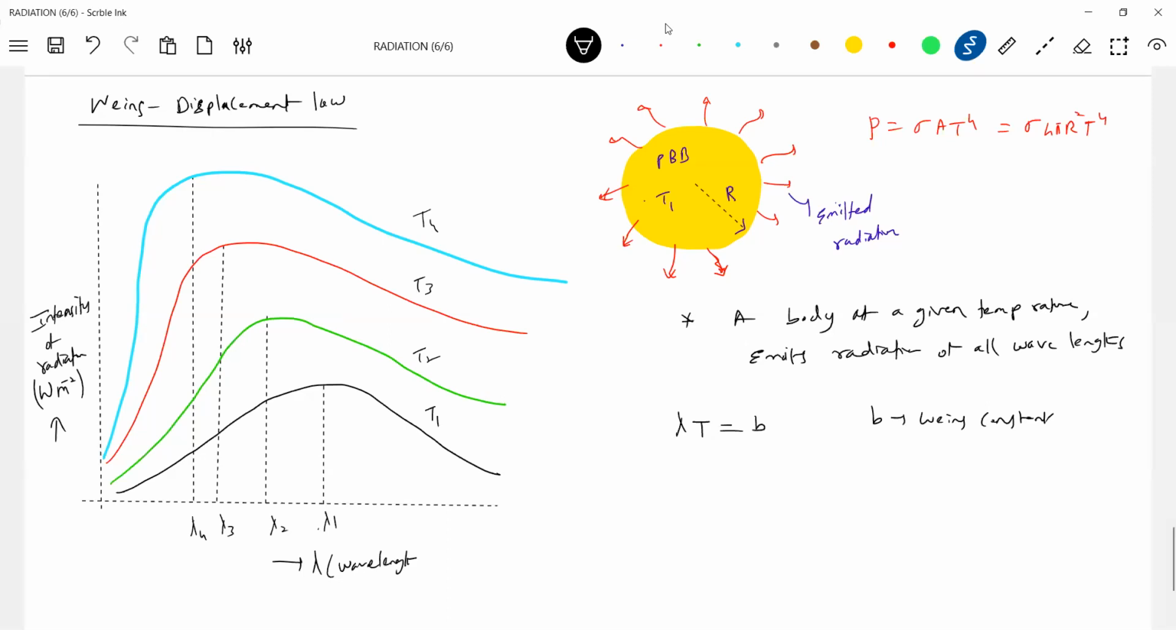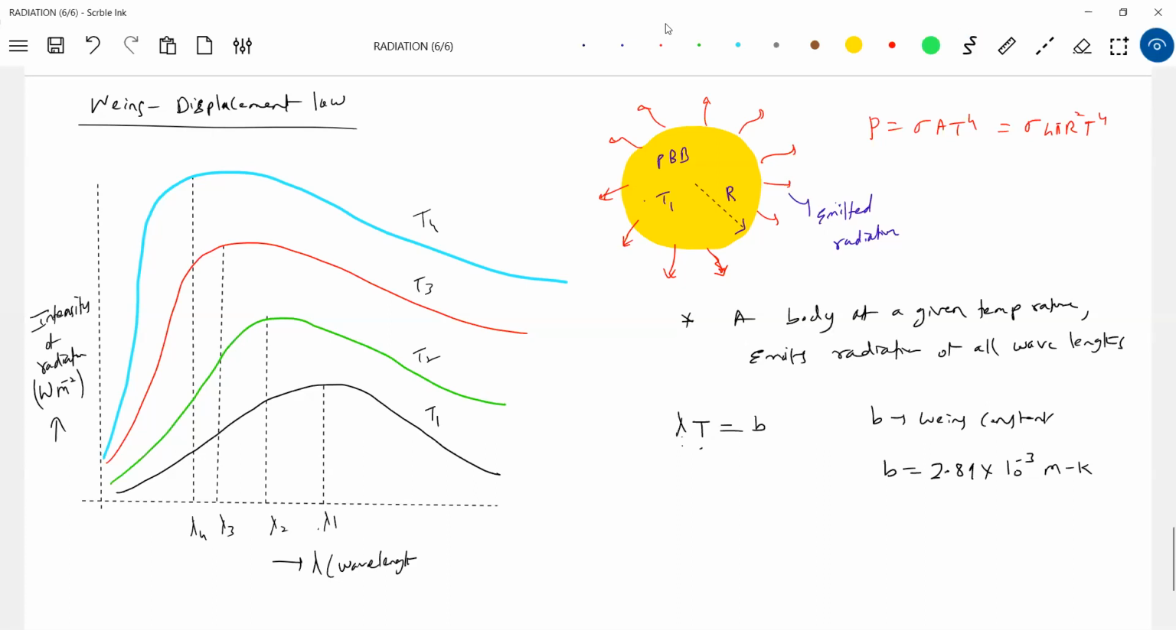I think you already have a little bit of an idea of this. So what should we call this lambda times T? Let me find out the value. This will be, I think, 2.89, up to 2 decimal places, I'm able to remember. Wien's constant, with wavelength lambda in meters and temperature in Kelvin. That's the value of Wien's constant.